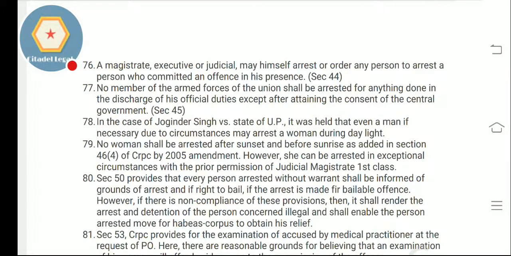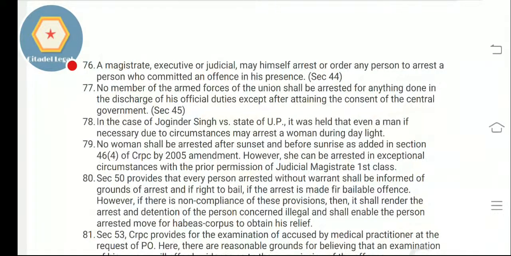Now 45: no member of the armed forces of the union shall be arrested for anything done in the discharge of his official duties except after obtaining the consent of the central government. I'm sorry, I may have misspoken the word member as magistrate, but you people are very intelligent. I think you have got my mistake. So point number 77 says, no member of the armed forces of the union shall be arrested for anything done.